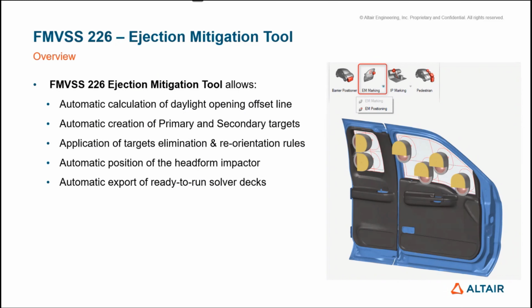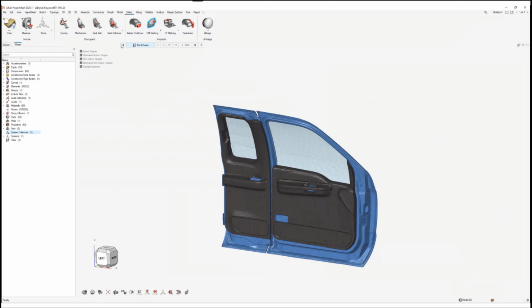So we calculate the so-called daylight opening offset lines, as well as the primary and secondary targets on each window. And all the rules which are defined in the regulations are correctly considered, the so-called target elimination and reorientation rules. And finally, we have the automatic positioning of the head form of the impactor, and of course the automatic export of ready-to-run solver decks.